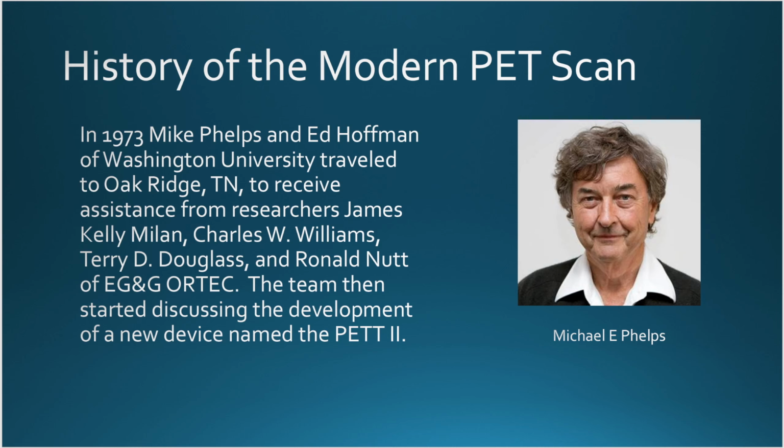Looking into a brief history of how the modern PET scan was developed. In 1973, Mike Phelps and Ed Hoffman of Washington University traveled to Oak Ridge, Tennessee to receive assistance from researchers James Kelly Milon, Charles W. Williams, Terry D. Douglas, and Ronald Nutt of EG&G Ortec. The team then started discussing the development of a new device that they named the PET-2. On the right, we can see a picture of Michael E. Phelps, one of the main engineers in this device.